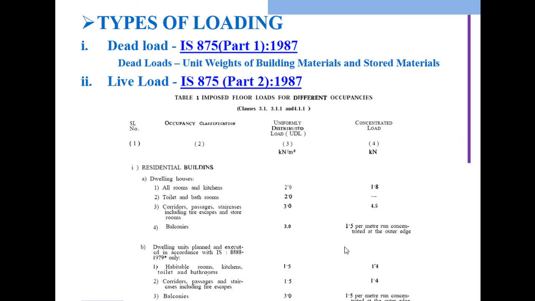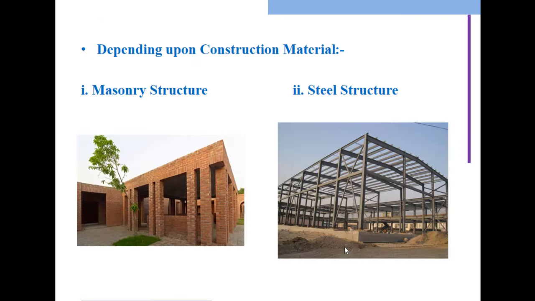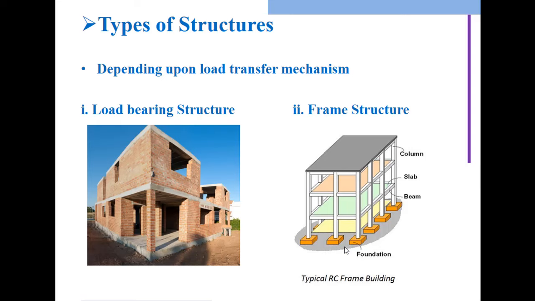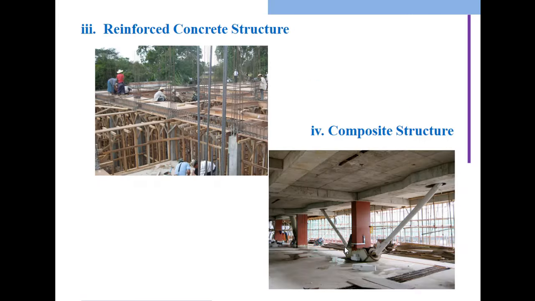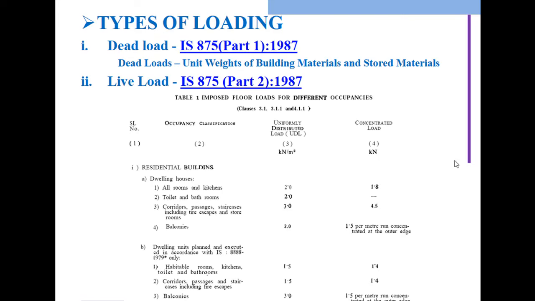Here you can see how you are going to assign the load. Always the loading condition will be assigned in the pattern of concentrated load, uniformly distributed load, uniformly varying load, moment, and torque. That's why clauses 3.1, 3.1.1 and 4.1.1 give the different imposed floor loads for different occupancies. It is always in kilonewton per meter square. If it is a concentrated load, it is always in kilonewton.